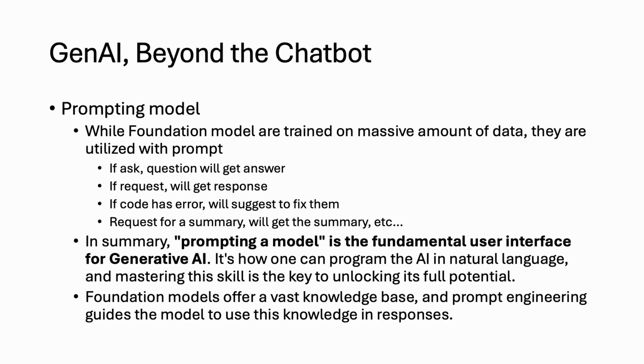So let's get some understanding of prompting a model. While foundation models are trained on a massive amount of data, they are utilized with a prompt. Like if you ask a question, you will get an answer. If you request, you will get a response. If code has an error, it will suggest a fix. If you request a summary, you will get a summary. Foundation model is like a powerful complex engine in the car, and a prompt is the steering wheel, accelerator and gear. We tell the engine what to do. So in summary, prompting a model is a fundamental user interface for generative AI.